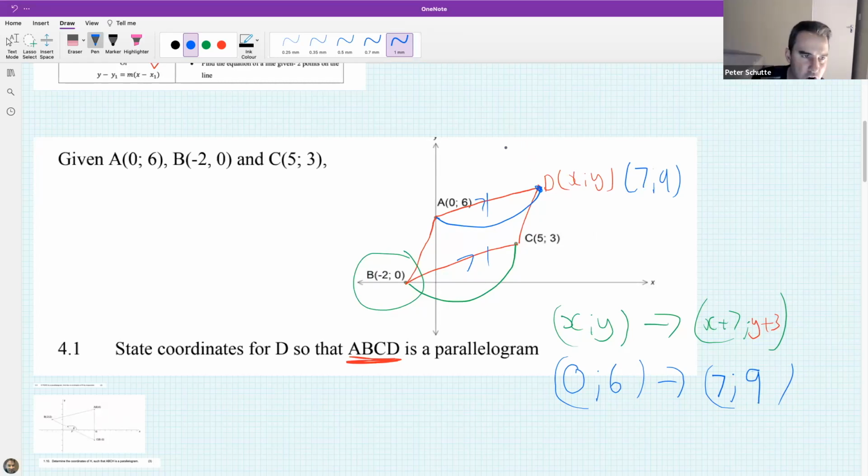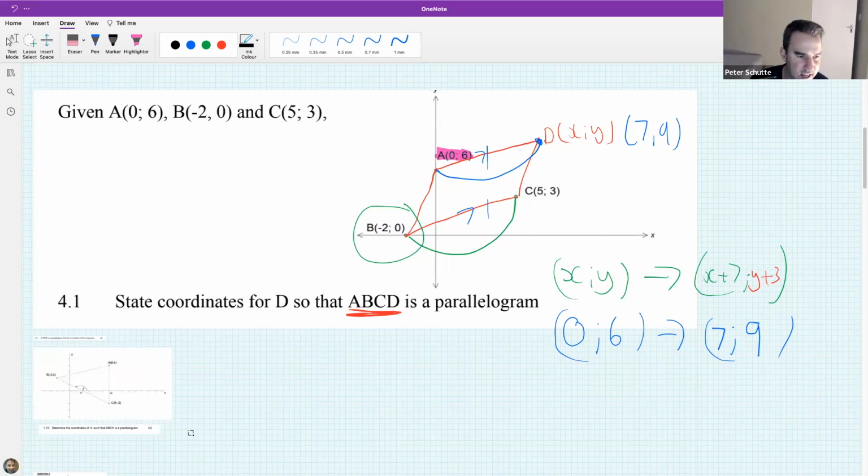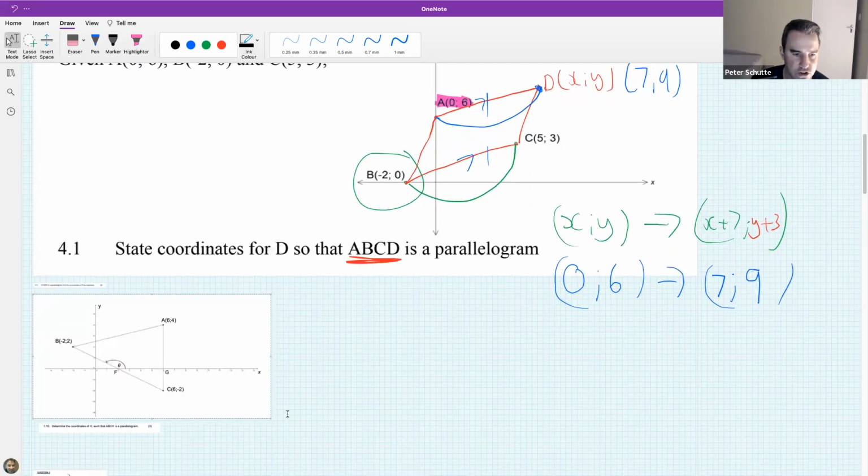The question has been asked by Masana, where did 0, 6 come from? 0, 6 is the point A over here, and it went on the blue journey to get to D, but it used the route that I got from the green journey. Okay, don't worry, we're going to do 3 of these. I'm going to explain again now. So I'm just going to leave this up on the board, and we're going to start the next type of question to go from there.